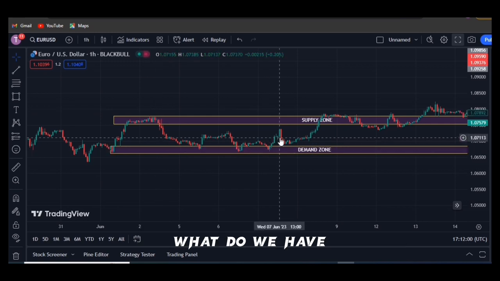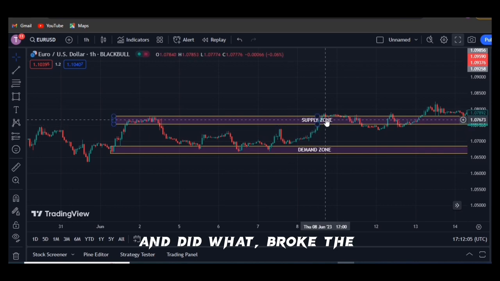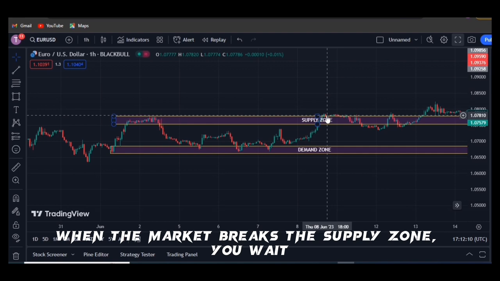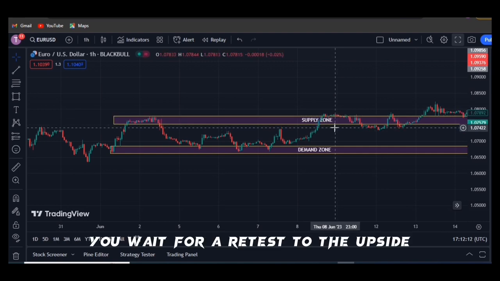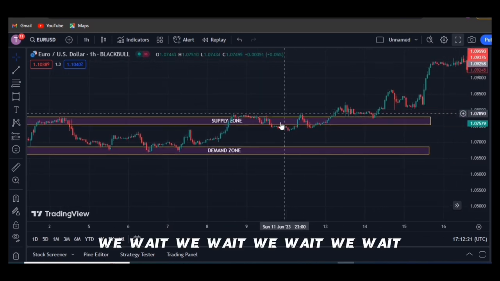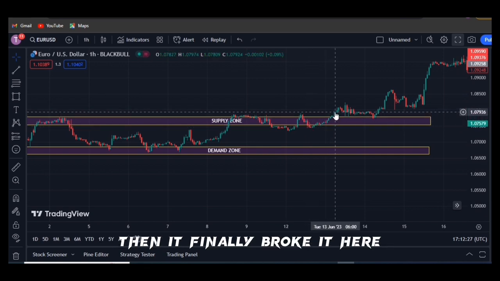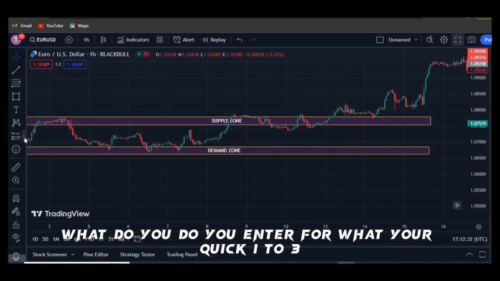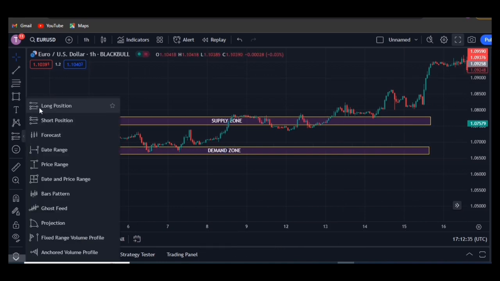What do we have? The market went up, and did what? Broke the supply zone. What did I tell you? When the market breaks the supply zone, you wait for a retest to the upside. We wait, then it finally broke it here. Then we enter on the retest. You enter for what? Your quick 1-3. We enter a long here.